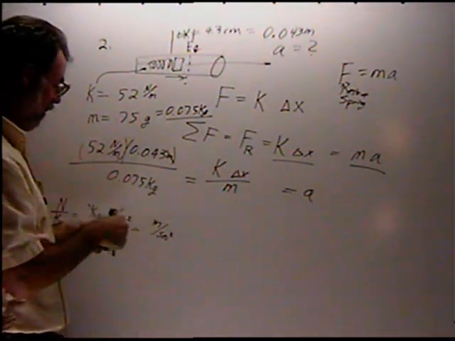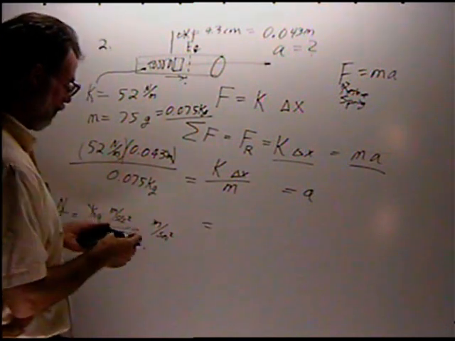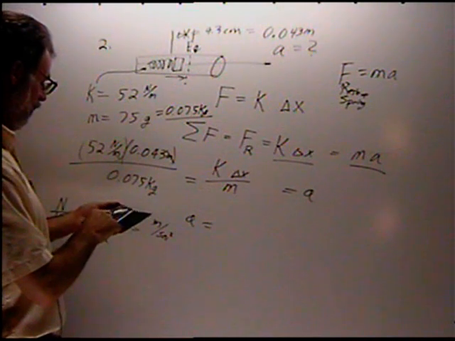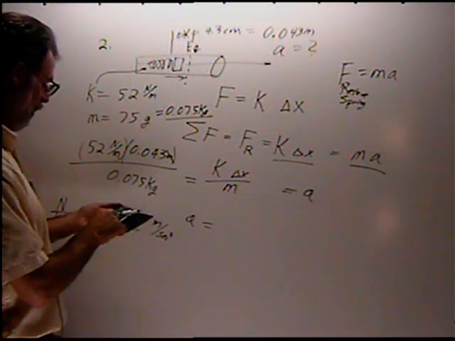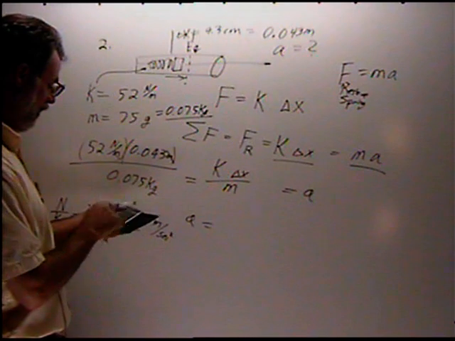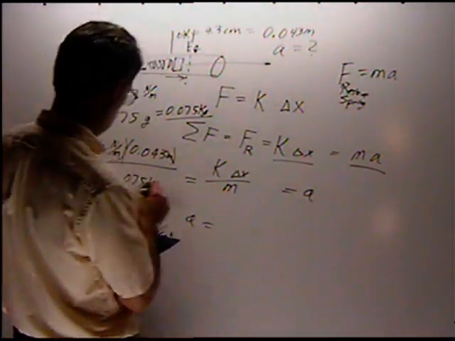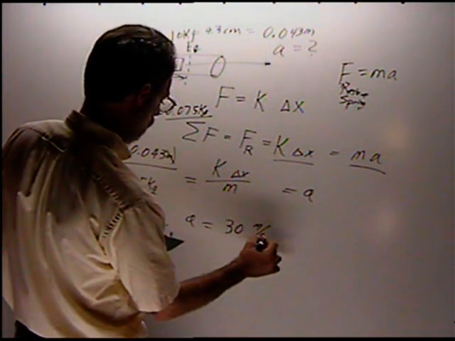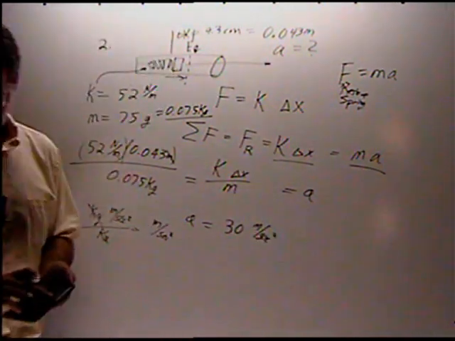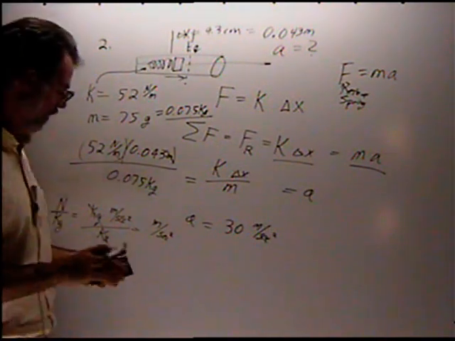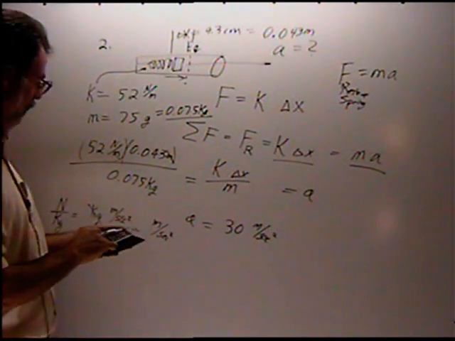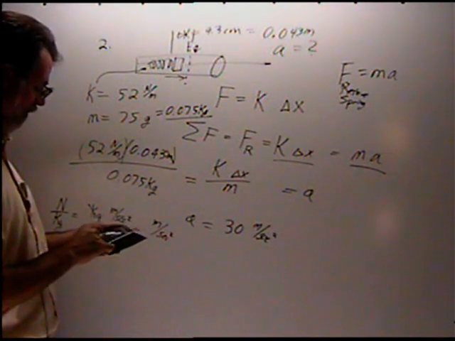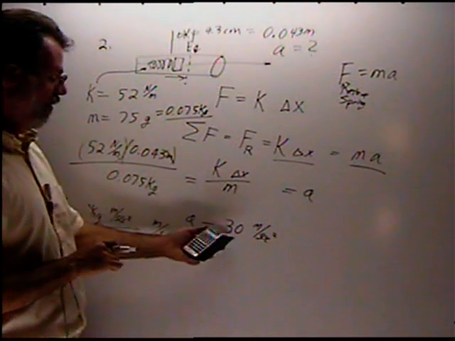They should. Okay, so the acceleration is equal to 52 times 0.043 divided by 0.075. And I'll round off at two significant figures, I get 30 meters per second squared. Okay? And that's 52 times 0.043 divided by 0.075, rounding off to two significant figures.